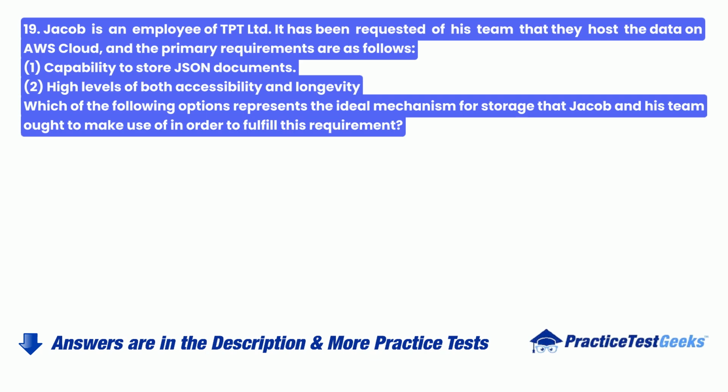Jacob is an employee of TPT Ltd. It has been requested of his team that they host the data on AWS Cloud, and the primary requirements are as follows. 1. Capability to store JSON documents. 2. High levels of both accessibility and longevity. Which of the following options represents the ideal mechanism for storage that Jacob and his team ought to make use of in order to fulfill this requirement?